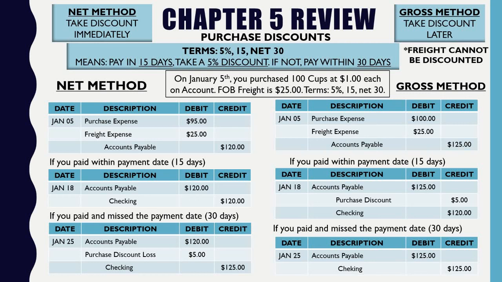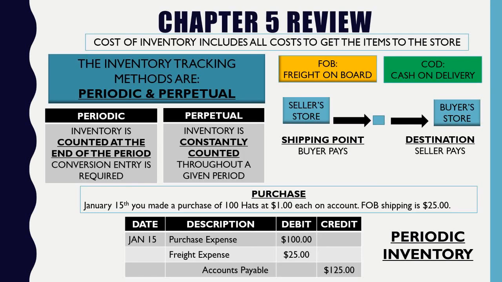So again, I'll go over the review. We reviewed what inventory is, right? We're focusing on merchandising inventory, and we need to recognize that every single cost it takes for the asset to get to the store is going to be included. We learned that there are two different tracking methods when it comes to tracking your inventory: periodic and perpetual. And for chapters 5 and 6, we're only going to focus on periodic.